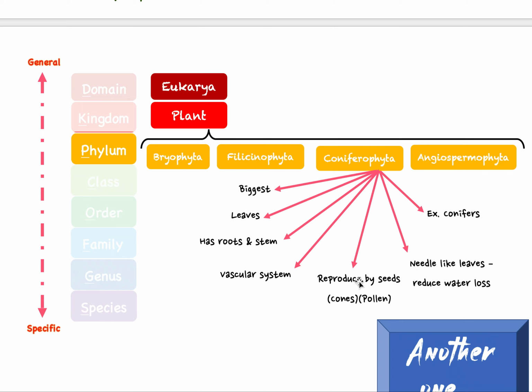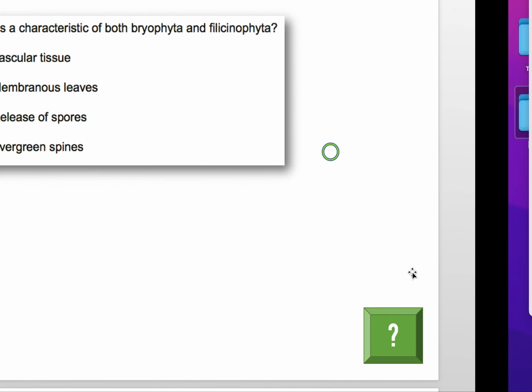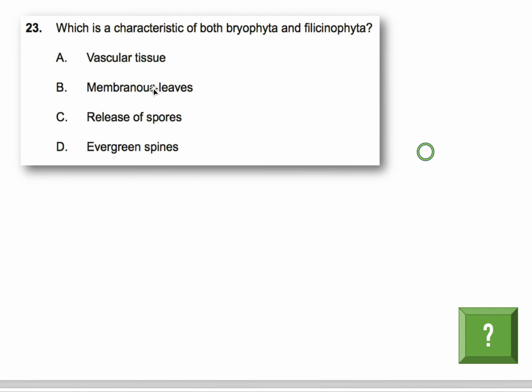Okay, it's not pointed out in your book or anything, so it's probably going to be some random sentence. What I can say is that Bryophyta is considered to not really have leaves. They are considered to have what's called simple leaves, whereas Phyllocenophyta have proper leaves. So I guess that's what they mean by membranous leaves. Bryophyta don't really have proper leaves, so I guess they are probably not considered to have membranous leaves.